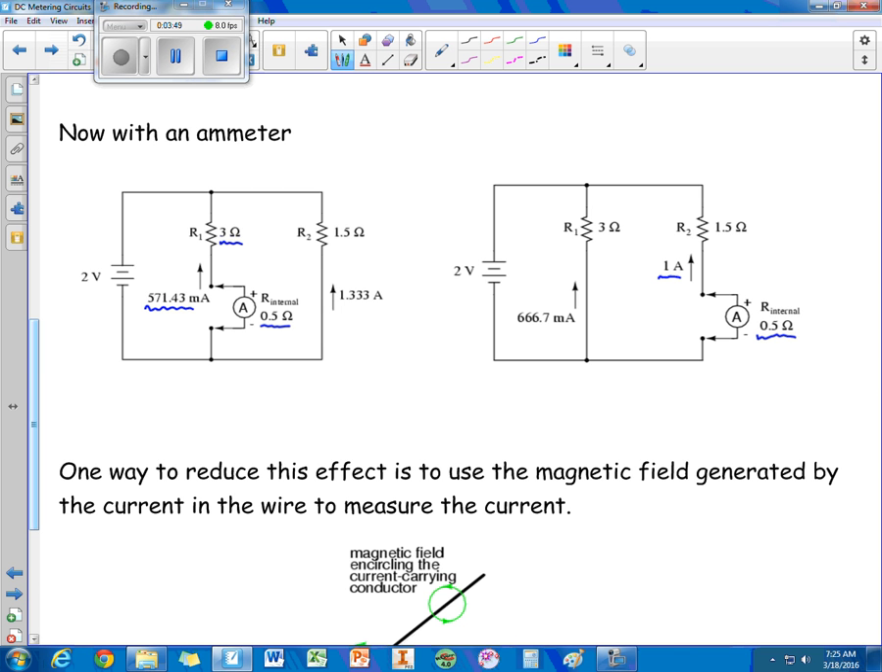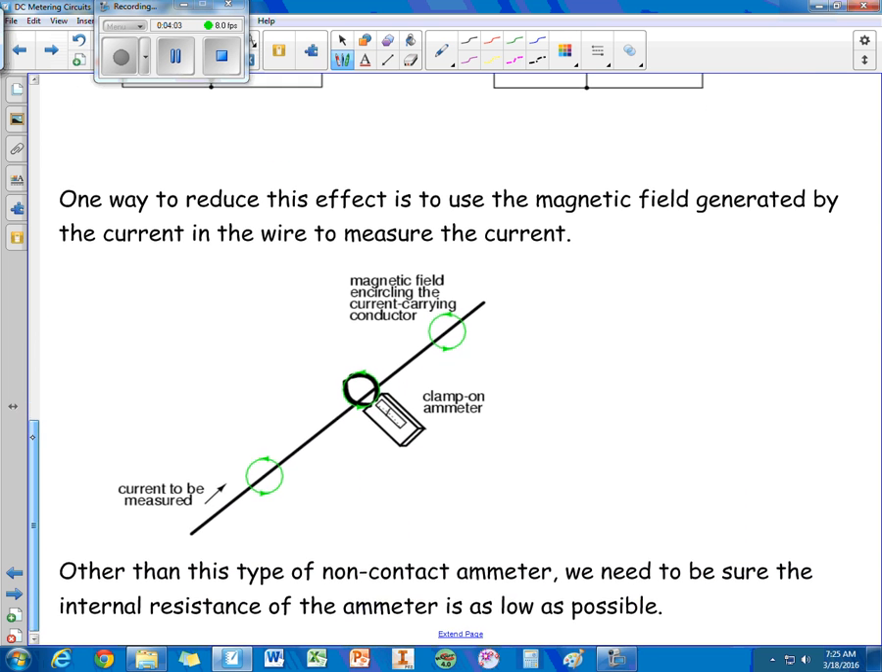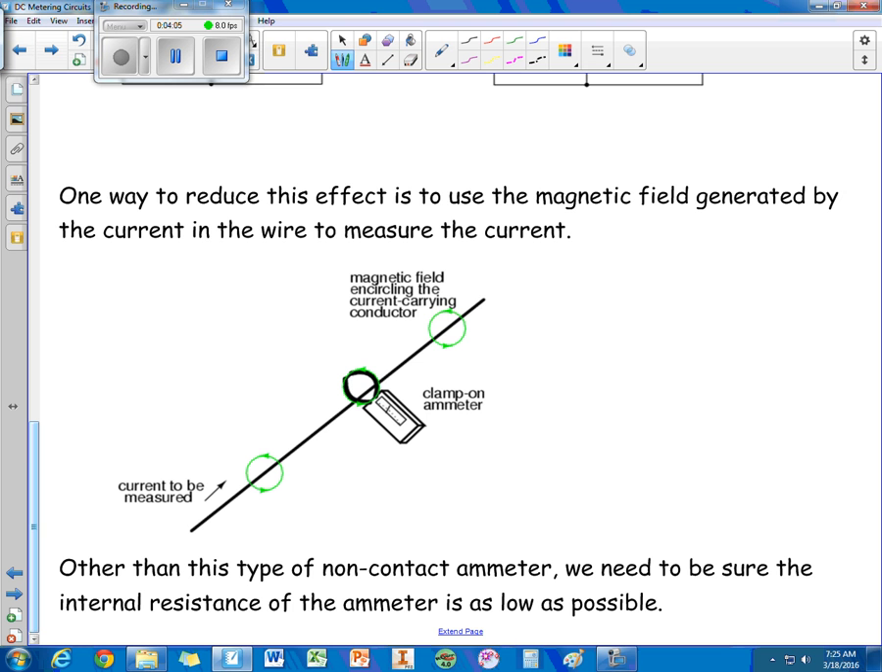And also notice that if I lower the resistance of the ammeter, the lower that is, the less that will impact the measurement of the circuit. So one of the ways we have of reducing this effect, well, the first way is to use an ammeter that doesn't even connect to the circuit.